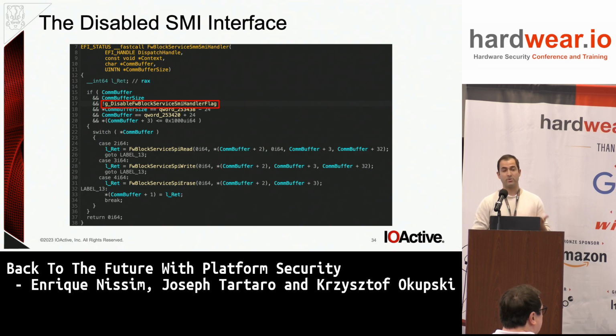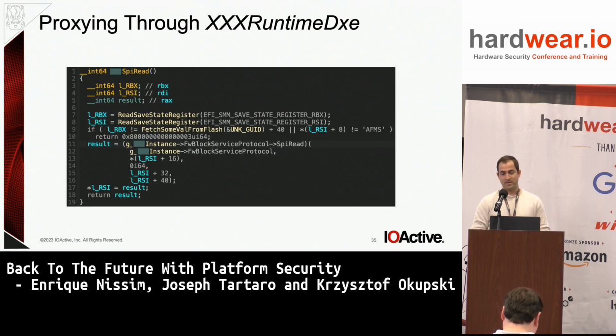So we cannot do anything at the runtime of this anymore. Well, bad luck, right? So we kept on digging, looking for other modules related to the SPI Flash, and we actually found another one here, partially censored, and it's called runtime Dixie. And we saw that it exposes an SMI handler as well, and it proxies all of our commands back to the previous module. So we're back in business.